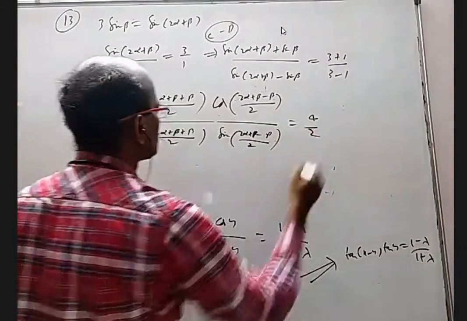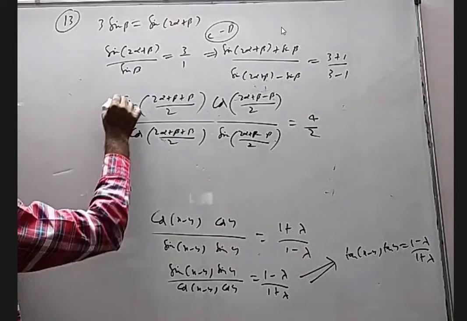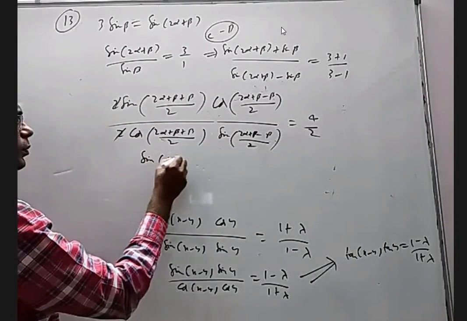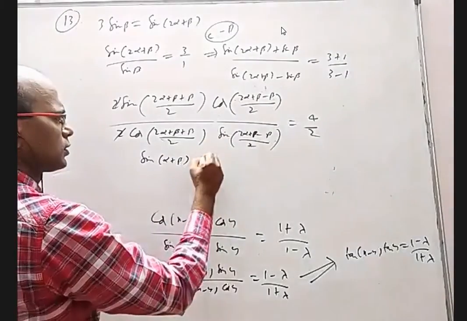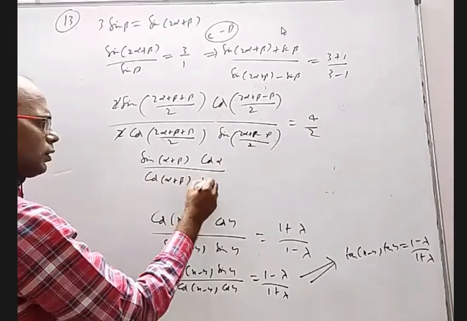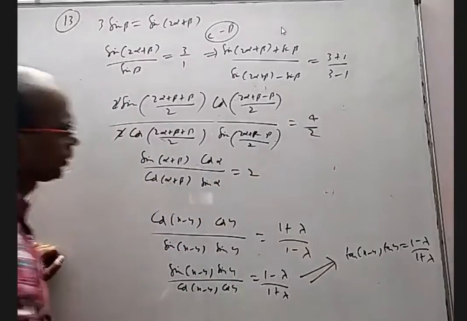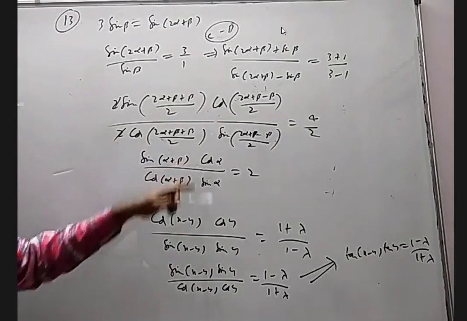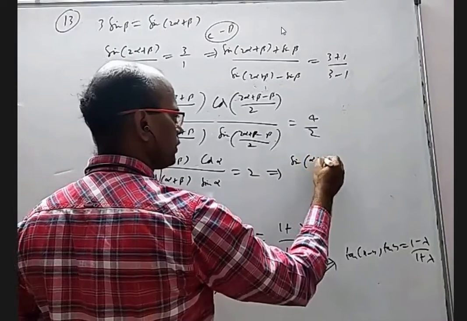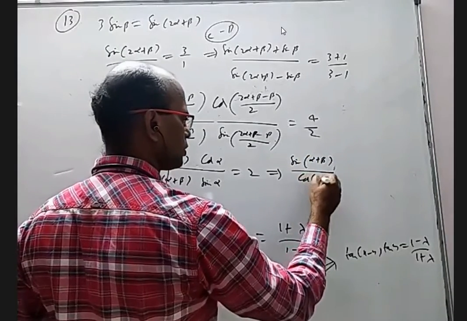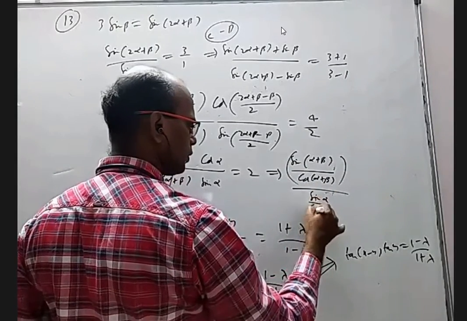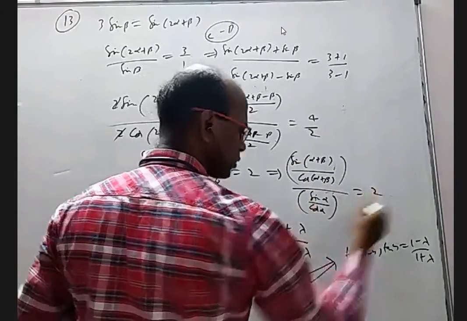That will be 4 by 2. I can cancel this 2. When you divide by 2, it will become sin alpha plus beta. Here it is cos alpha. This is cos alpha plus beta, and this is sin alpha is 2. Sin by cos is tan, and when you bring cos, this is also tan. So we get sin (alpha plus beta) by cos (alpha plus beta) whole by sin alpha by cos alpha is equal to 2.